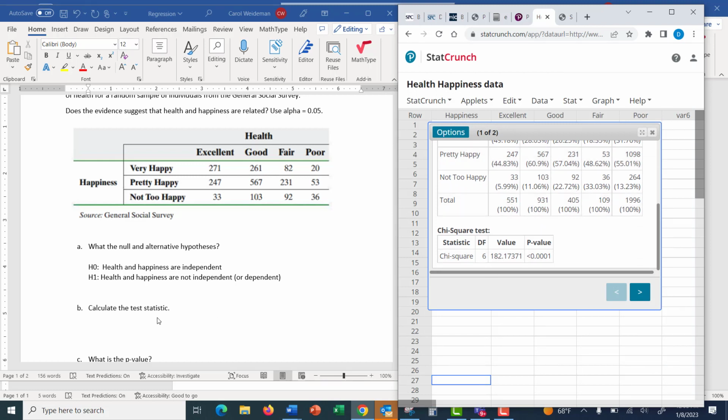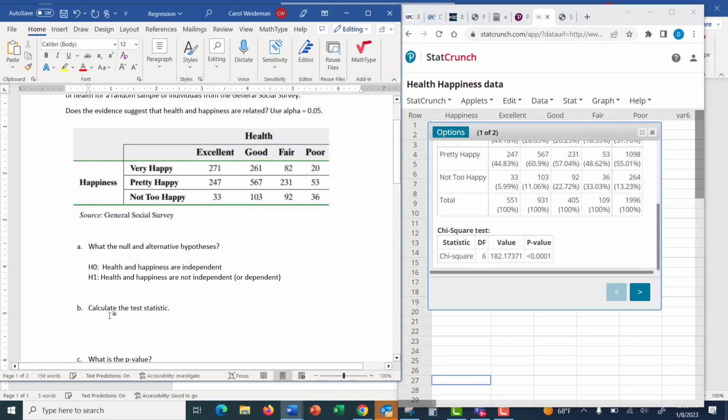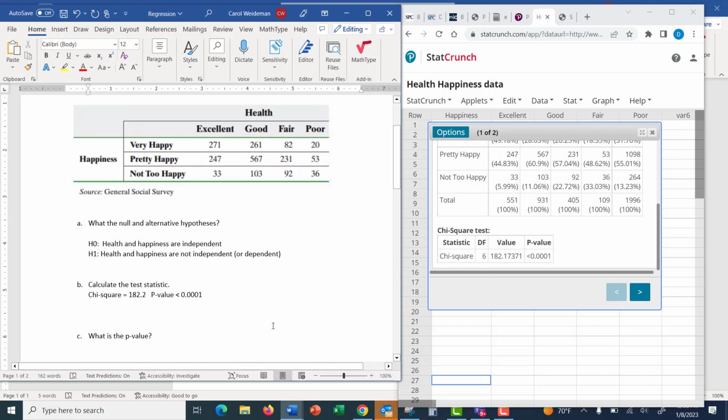So here's my chi-square test statistic. I'm going to go ahead and put it over here. And so my chi-square test statistic is equal to 182.2, and the p-value is very, very small. It's less than 0.001. And remember, the degrees of freedom are the number of rows minus 1. So we have 3 rows. 3 minus 1 is 2, times the number of columns minus 1. 4 minus 1 is 3. So 3 times 2 gives us the 6 degrees of freedom. So I put the p-value up there. What is the p-value? We've got it up there.